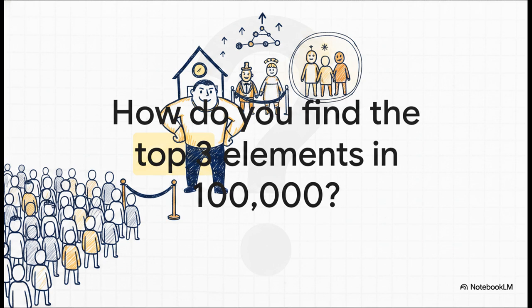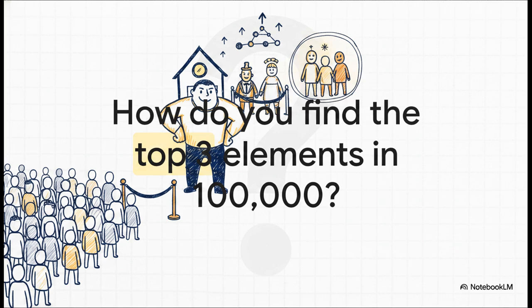Picture this. Imagine you're a bouncer at a super exclusive nightclub. The club has a strict capacity. Only K VIPs are allowed inside. In this case, K is 3. Now, are you going to line up all 100,000 people outside, rank every single one of them from most to least important, and then finally let the first 3 in? No way, right? That is a massive waste of time.